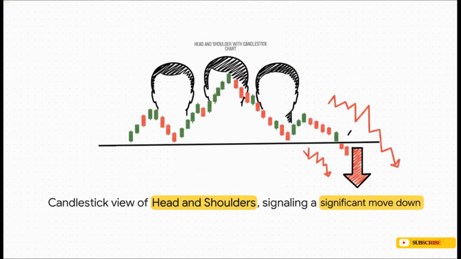After a good run-up, the price makes these 3 peaks. The big warning sign is that it just can't make a new high after creating the head. Once the price breaks below what we call the neckline, that's the support level connecting the low points, it often signals a pretty significant move down is coming.